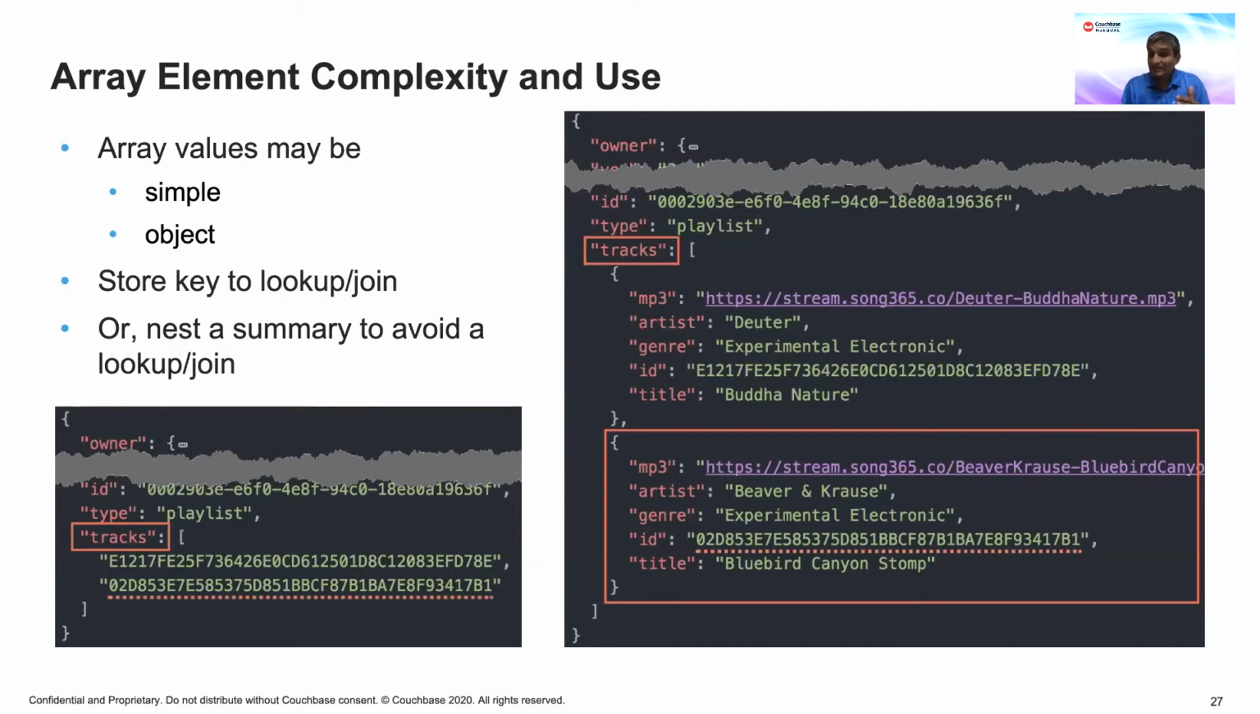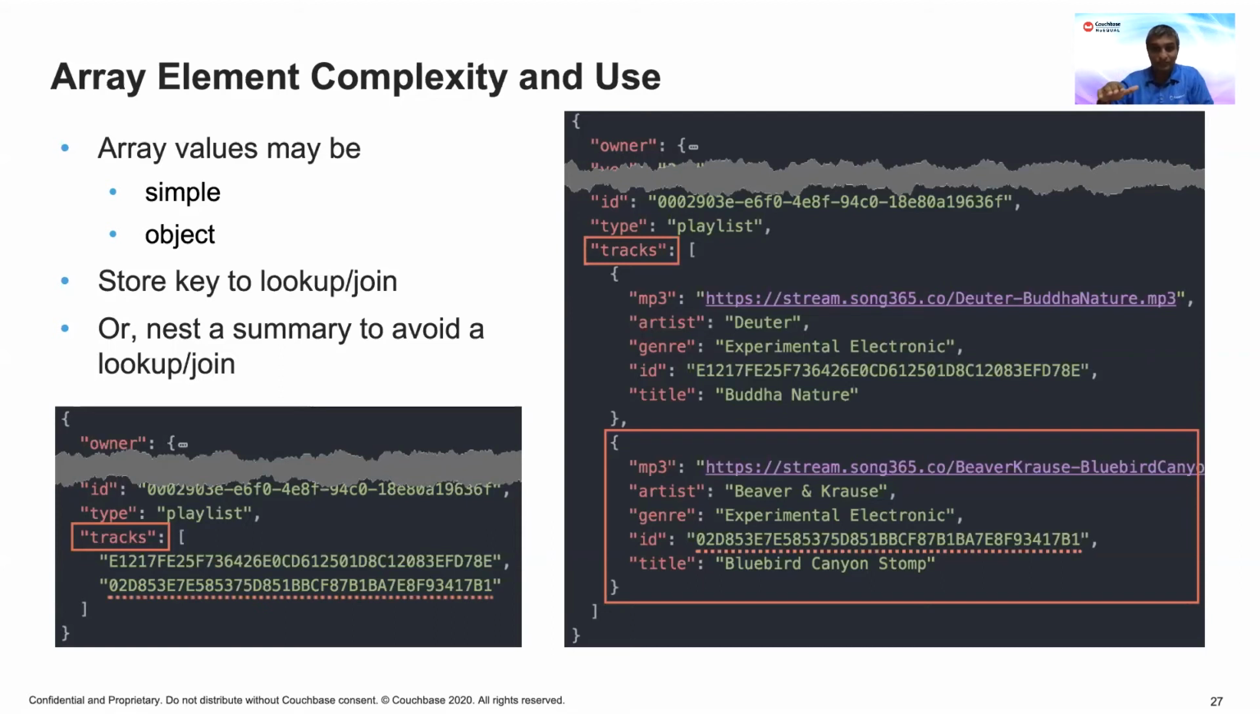So how is it impacting now? Do you see some difference? This document is quite smaller, isn't it? Because it has only track IDs. The document size is quite small. While in this case, the document size is bigger now. Yes, the speed of access is fast because there are no joins here. But on the other hand, the size of the document grows.